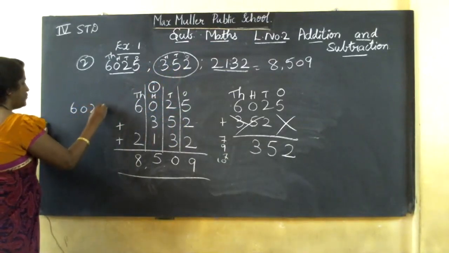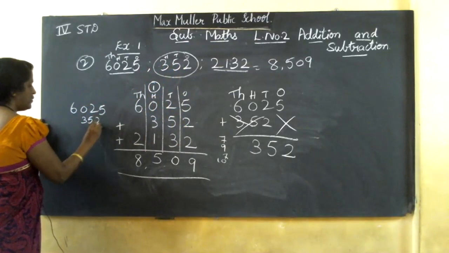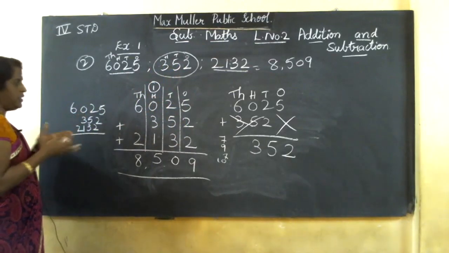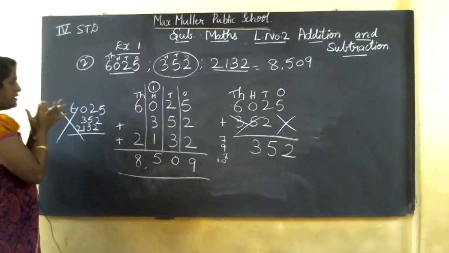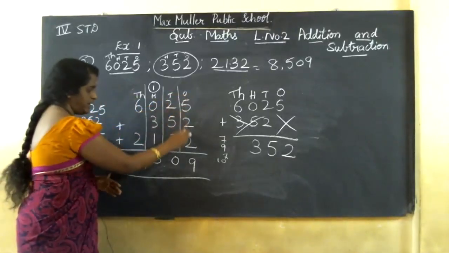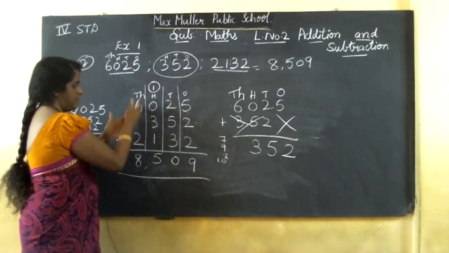6, 0, 2, 5. You will write, okay, you start in the hundreds place only 5, 2, 2,132. If you copy like this, how will you count? This is wrong. You should not copy near. Leave a little place and copy. This should come straight. Straight.